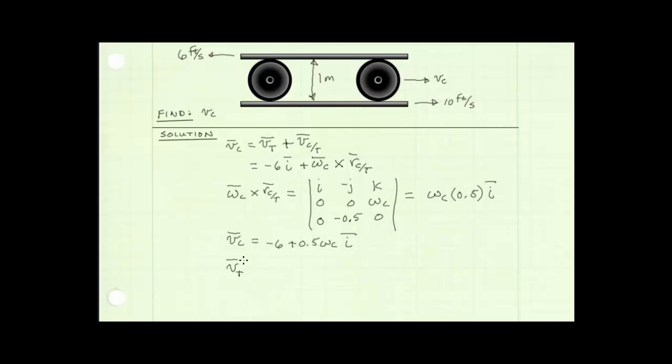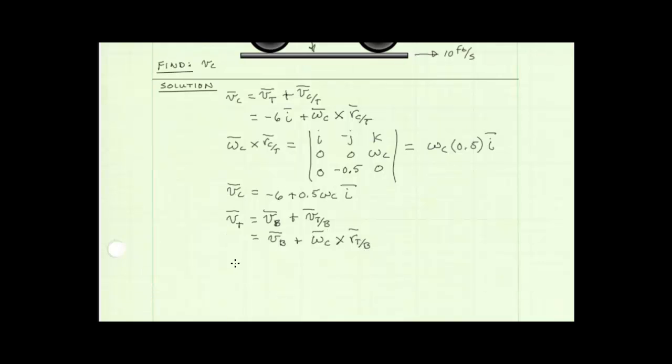So the velocity of the top is equal to the velocity of the bottom plus the velocity of the top from the perspective of the bottom. Again, this is a rotational component, so this is equal to the velocity of the bottom plus omega c crossed with the radius to the top from the perspective of the bottom. Doing that cross product, omega c cross r tb, I, J, K, 0, 0, omega c, and the x component of the radius is 0. The radius to the top from the bottom is positive 1 and 0.